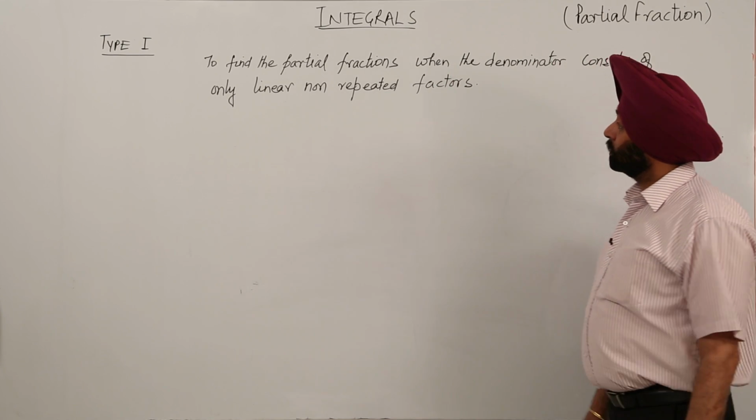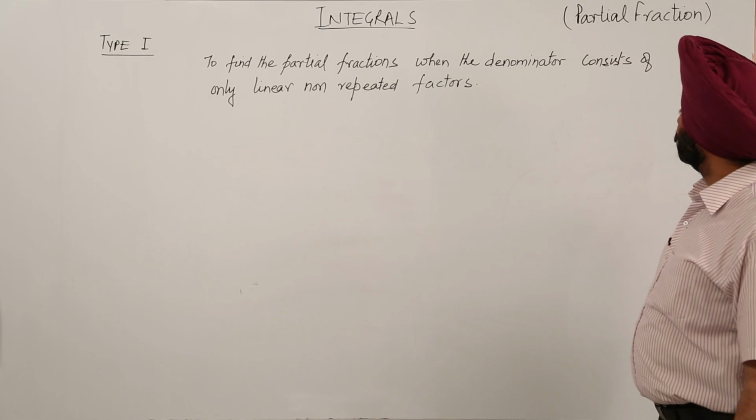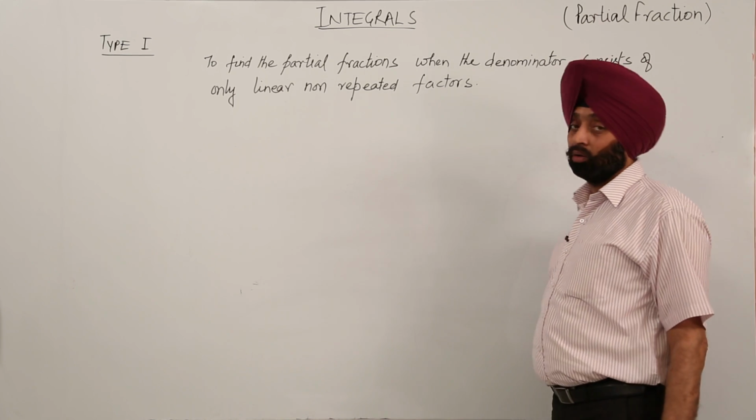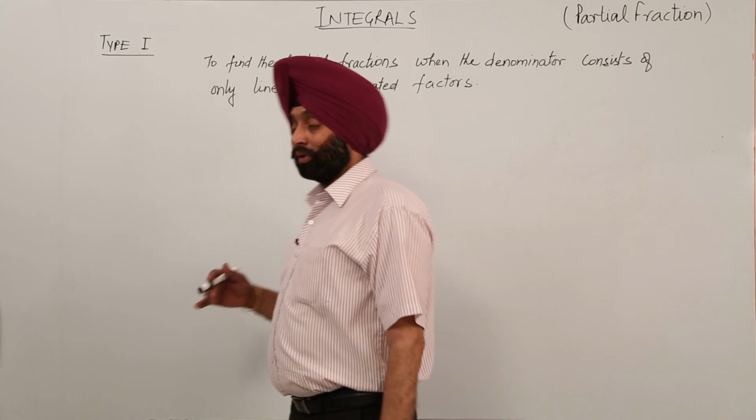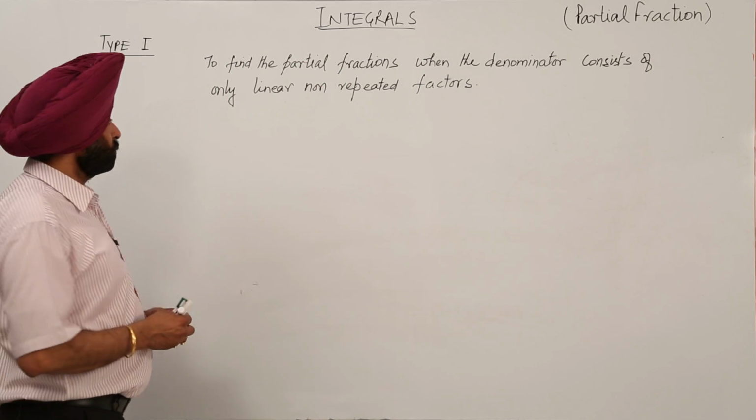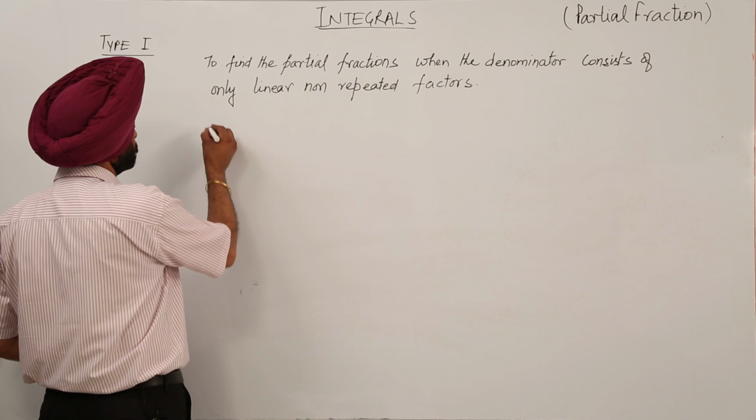First type, to find the partial fraction when the denominator consists of only linear non-repeated factors. Now here also we are having two different cases. Now case 1.